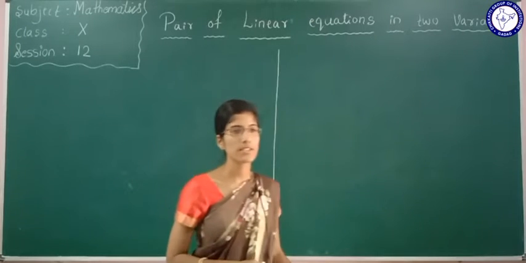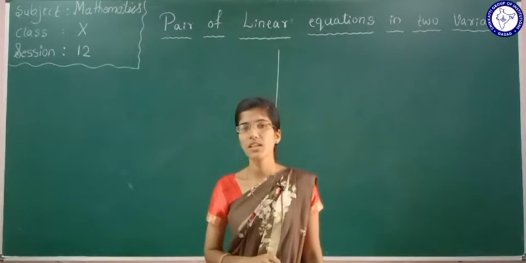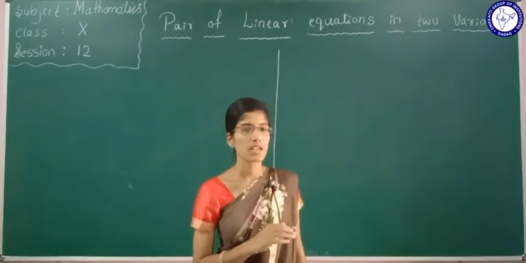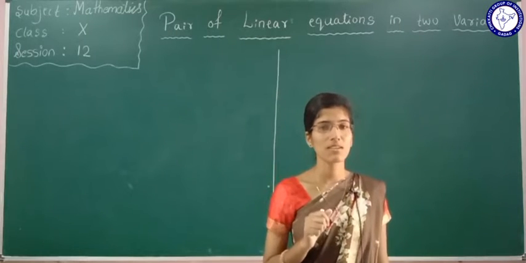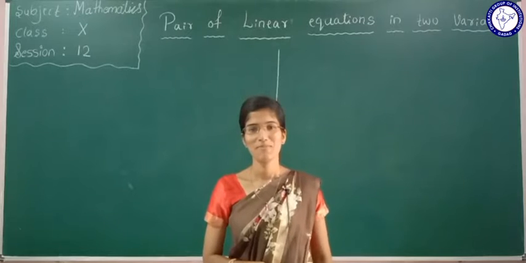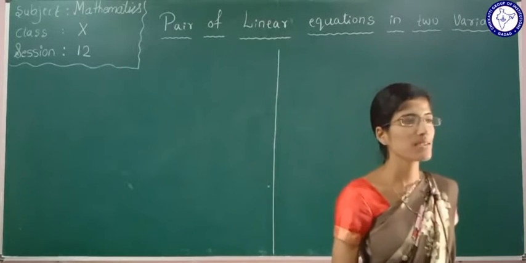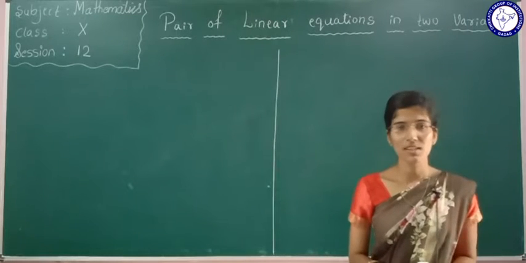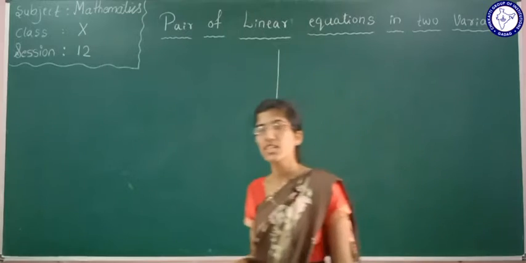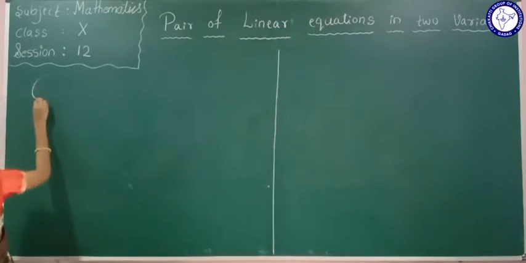Good morning, students. In last class we discussed the elimination method and solved exercise 3.4. So till now we saw algebraic methods of solution of linear equations. Two methods we saw: first the substitution method and second the elimination method. In today's class we are going to see the third method, that is the cross multiplication method.